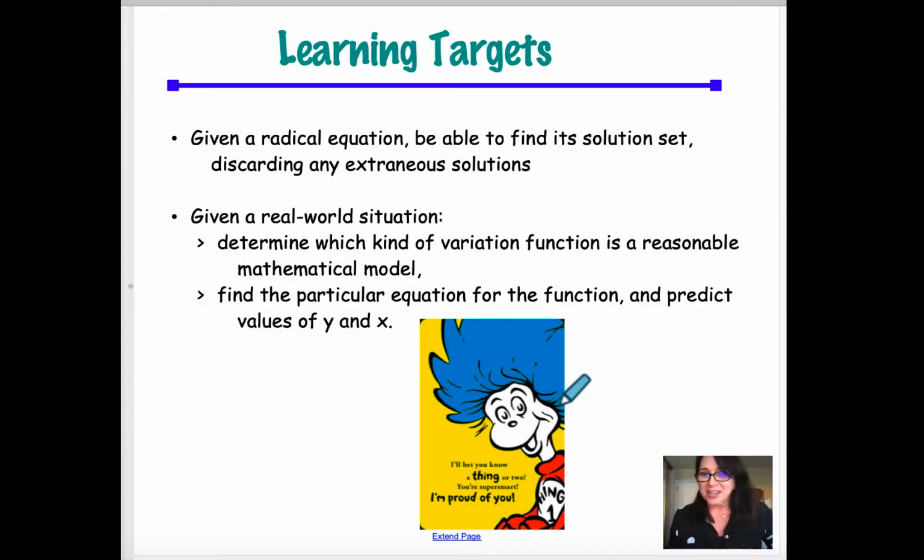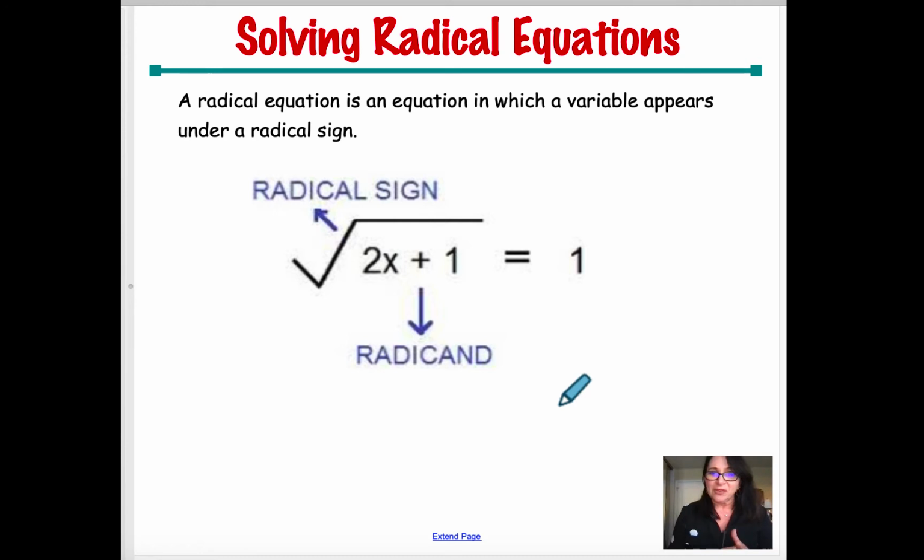So our learning targets are basically to be given a radical equation, find the solution set, and be careful with extraneous solutions. Secondly, given a real world situation, determine what kind of variation function is a reasonable mathematical model, and then find the particular equation for the function, basically predicting values for x and y. So basically what we're starting with is solving radical equations.